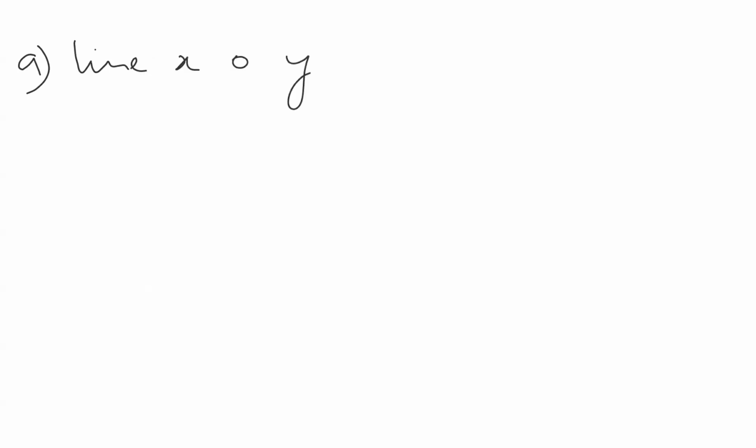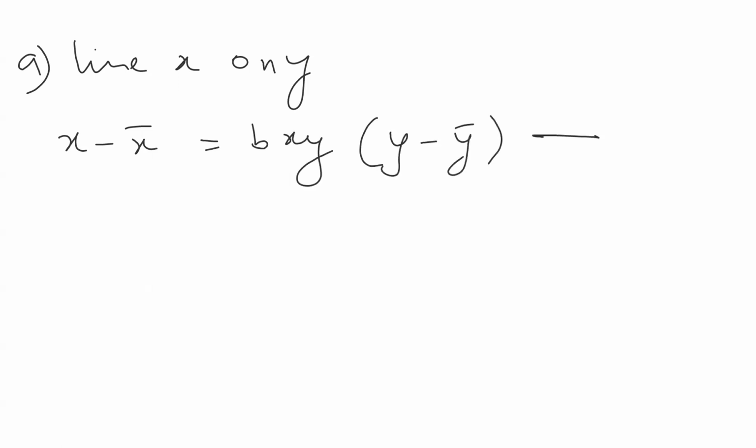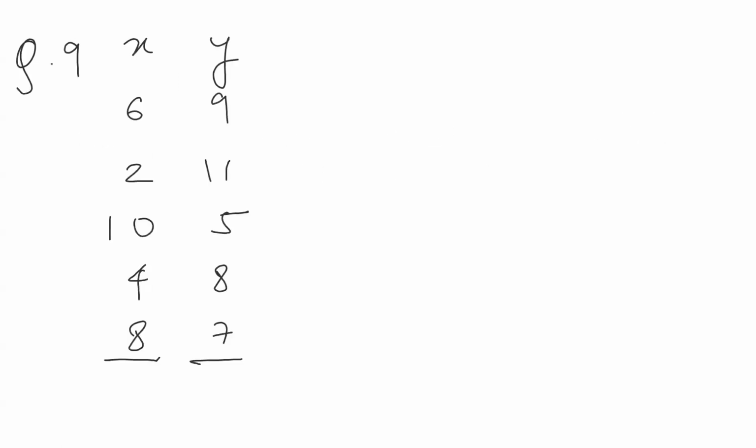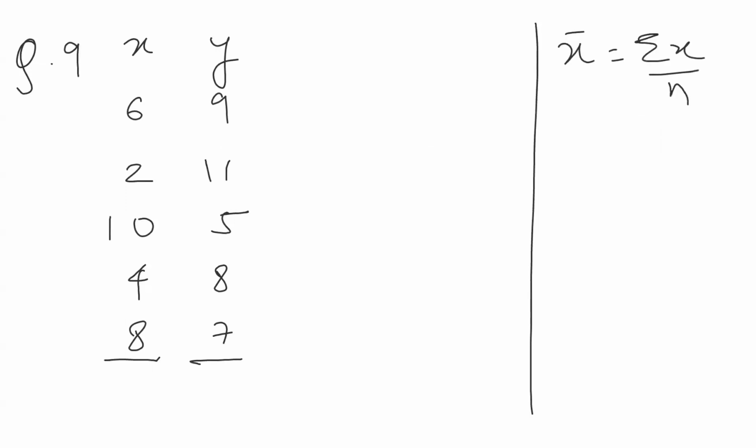So first line x on y: x minus x bar equals bxy into y minus y bar, equation number 1. So first we'll have to calculate x bar and y bar. So let's calculate x bar and y bar. X bar is equal to summation x upon n. Y bar is equal to summation y upon n.